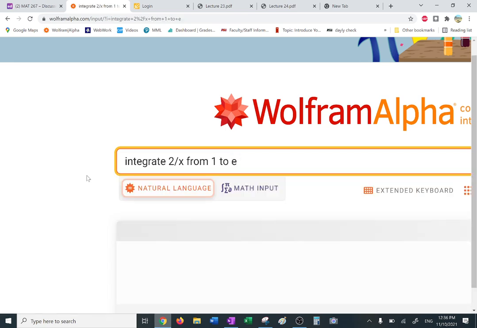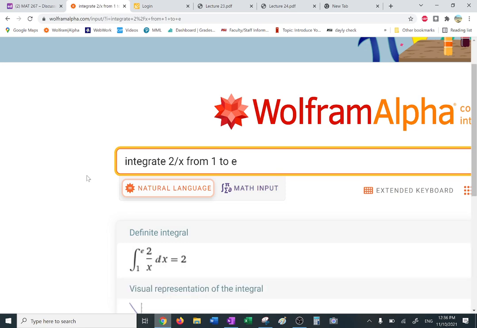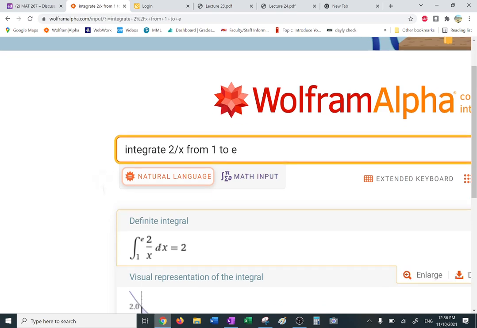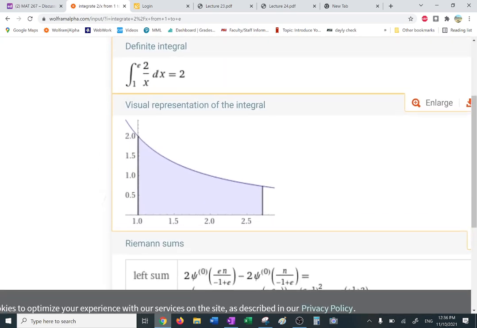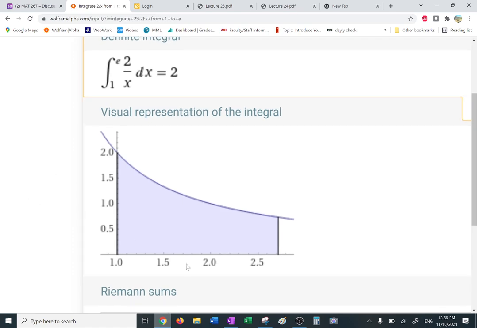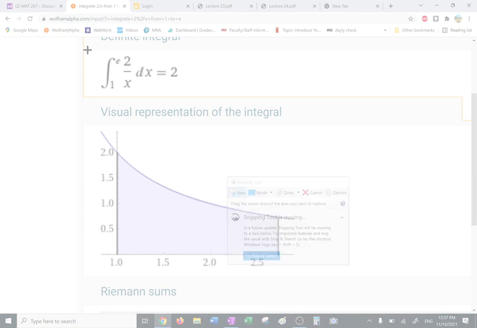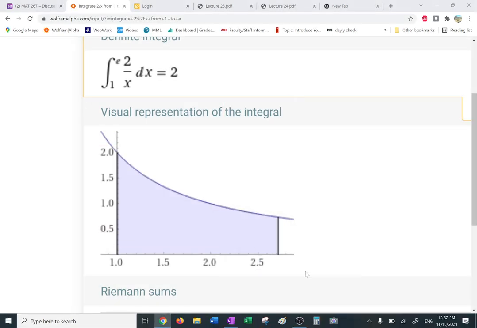Some instructors hide this information from students because literally it can solve all your homework. Be careful with this. It's nice to check yourself, but don't use it forever because on the exam you cannot use it. As you can see, it gave me the result right away and it showed me what it means. It means the area below 2 over x from 1 to e is 2.